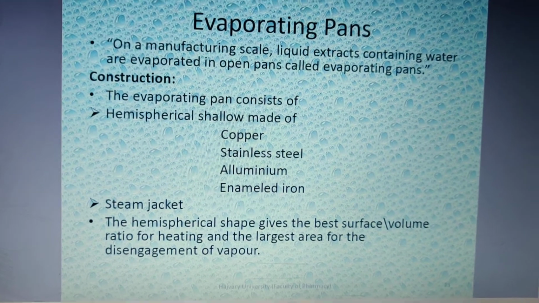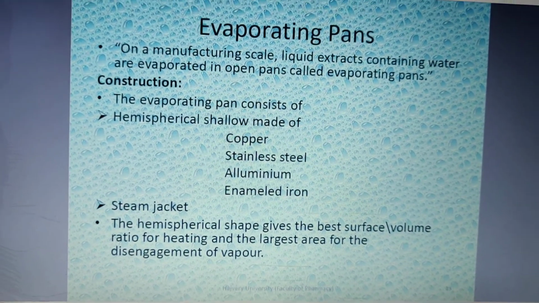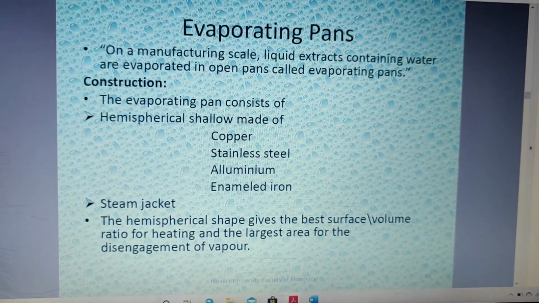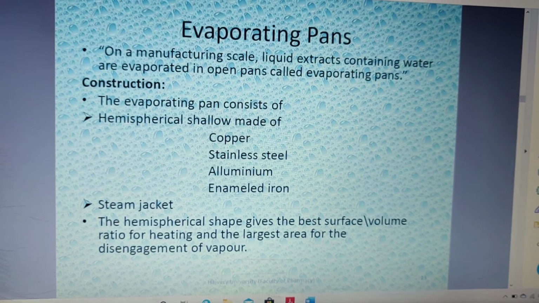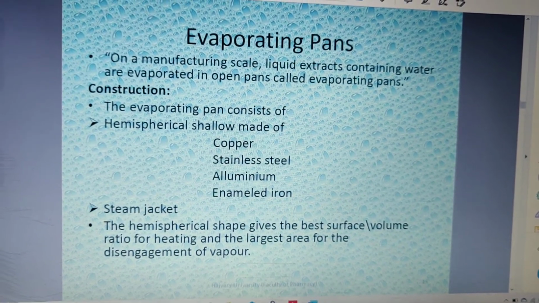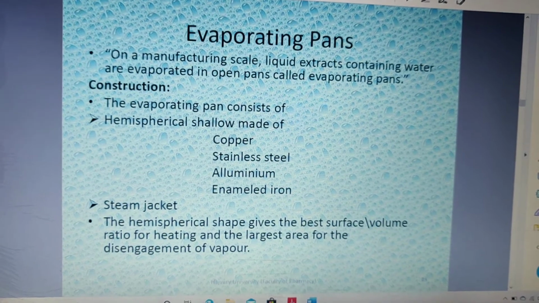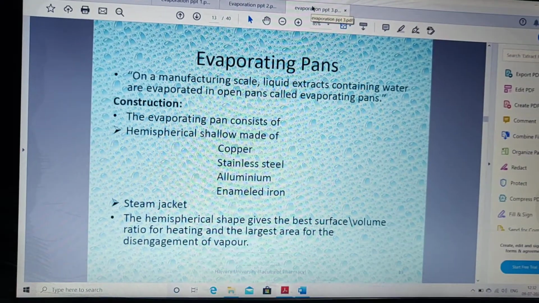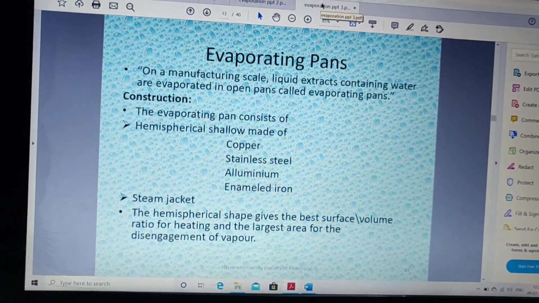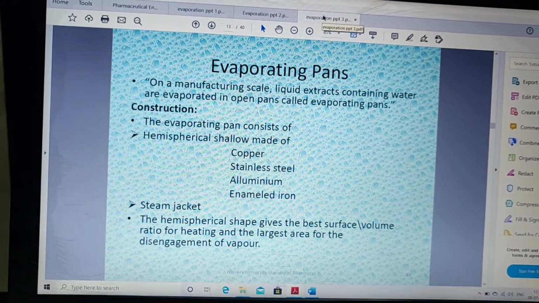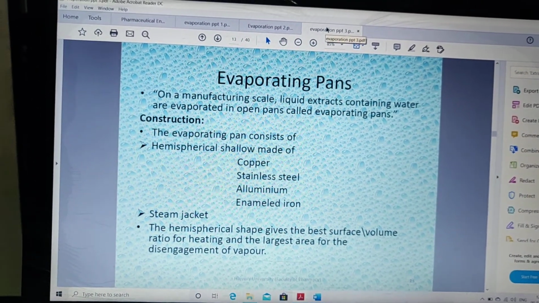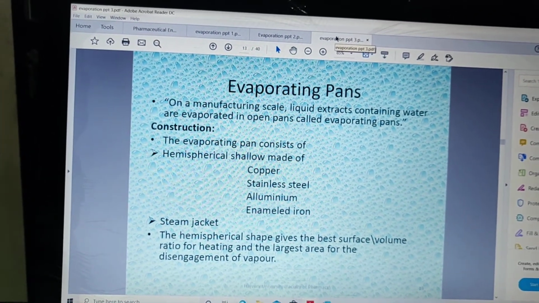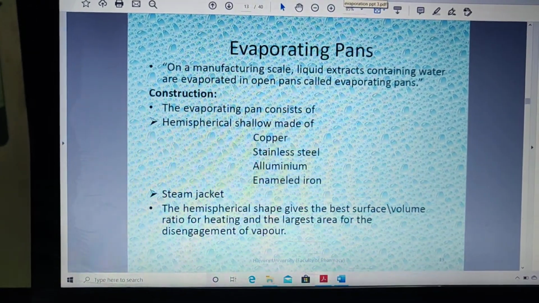Now in construction you can see the evaporating pan consists of an inner hemispherical shallow pan, which is made up of copper, stainless steel, or aluminium. Generally the inside pan is made up of copper because it has good conductivity of heat, whereas the jacket is made up of iron because it has less conductivity. So the inside one should have more conductivity to transfer and take up heat, whereas the outside jacket should have less conductivity, so that the heat doesn't pass to the outside of the assembly.